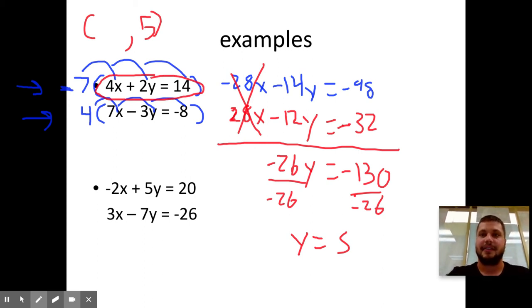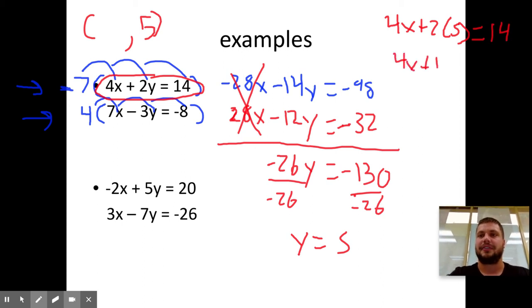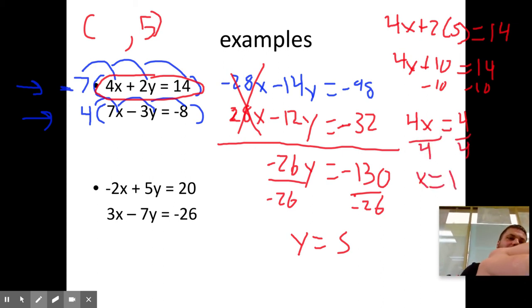So I've got 4x plus 2 times y, which I know to be 5, is equal to 14. So that's 4x plus 10 is equal to 14. Subtract 10. I've got that 4x equals 4, divided by 4, x equals 1. 1 comma 5. That's the x, y combination that makes both equations true. It's also where those two lines would cross if you put them on a graph.